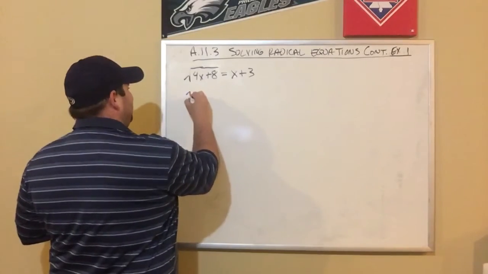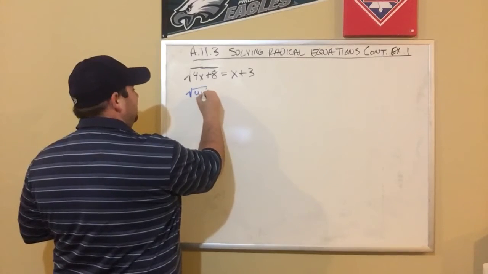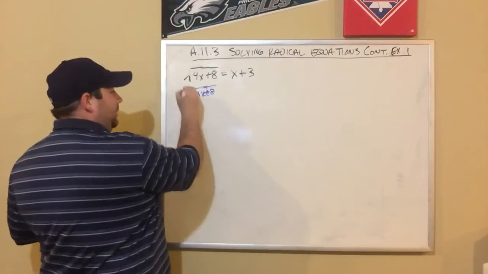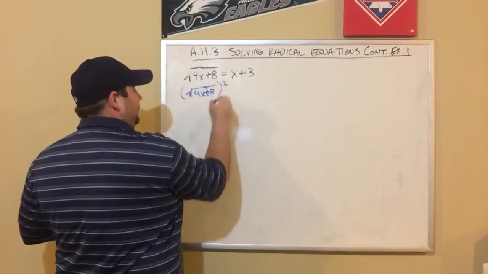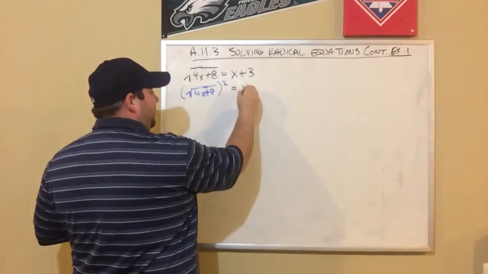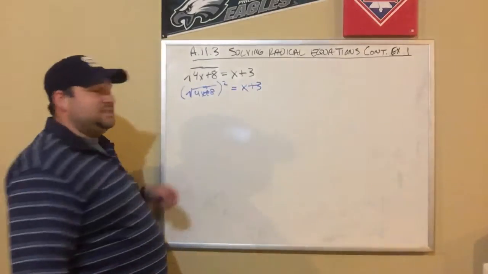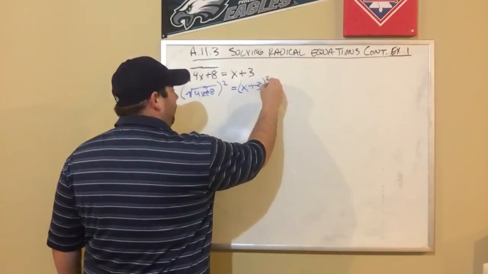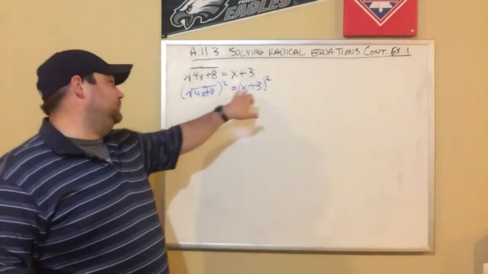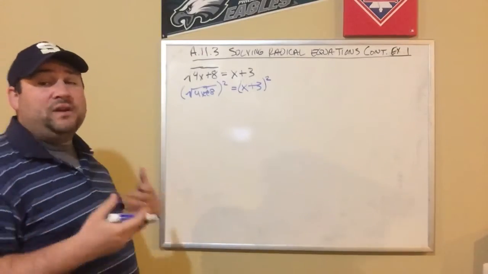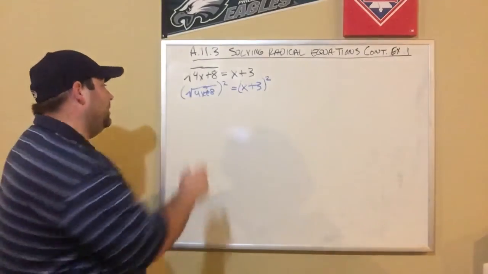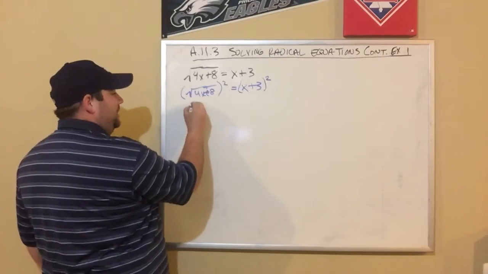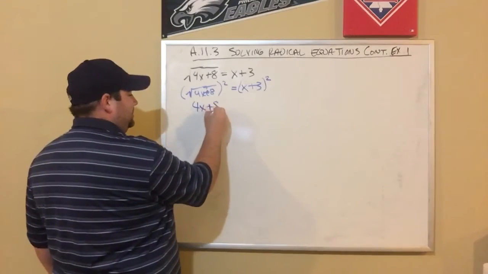So if I'm going to take the square root of 4x plus 8, and I'm going to square it, so I'm squaring that whole thing, I got to square the other side. This is not x squared plus 3 squared, though. I got to square that whole expression there, x plus 3. That whole thing has to be squared. So now here, this is easy enough. The square and the square root cancel out. I just have 4x plus 8.